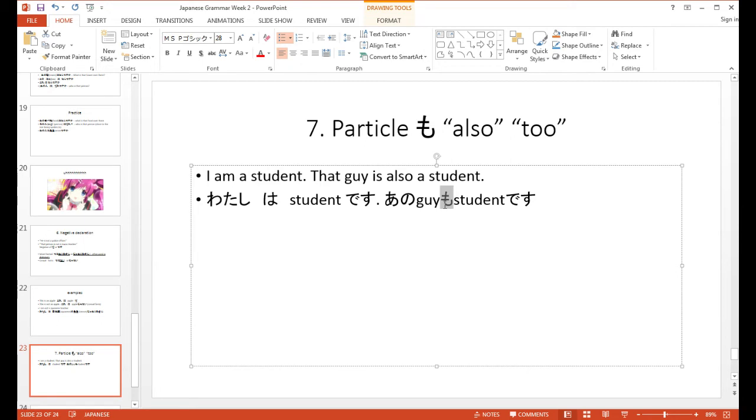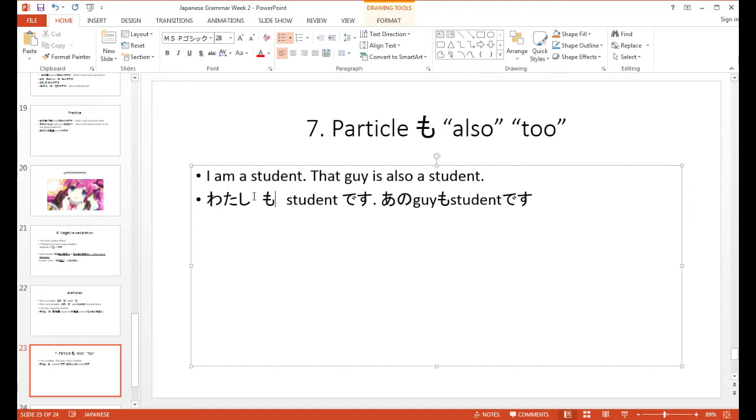Yep, since the mo kind of ties the two sentences together. So when you say "I am a student," he is also a student. You don't have to repeat the topic particle wa. You could just use mo here. Sometimes you don't even see wa, sometimes you just see mo here.